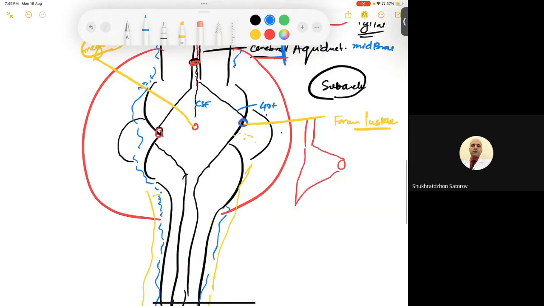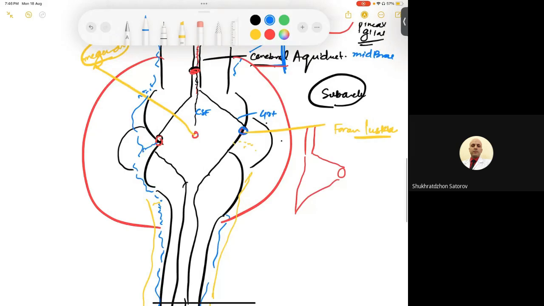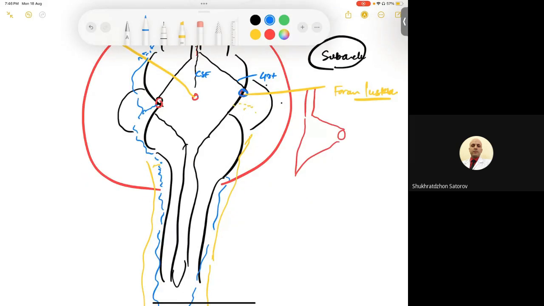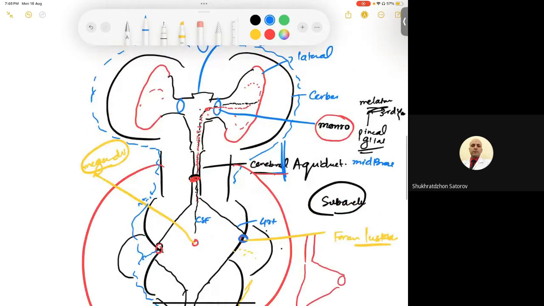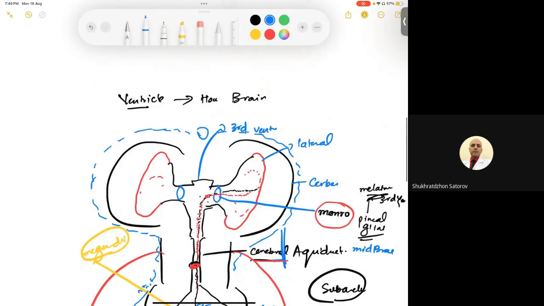As we discussed, once the CSF moves into the subarachnoid space, it is going to circulate all around your brain and around your spinal cord, and it is going to drain into some structure which we'll be discussing. Before discussing the drainage of your CSF, as you know, CSF is constantly being made by your ventricles, and it is also drained somewhere, which we'll discuss in detail. But let's discuss how initially the CSF is being made here.